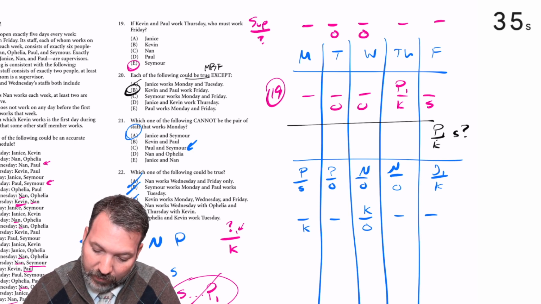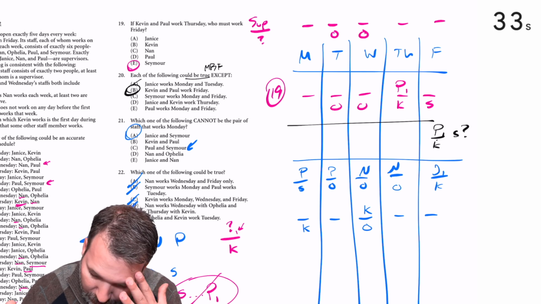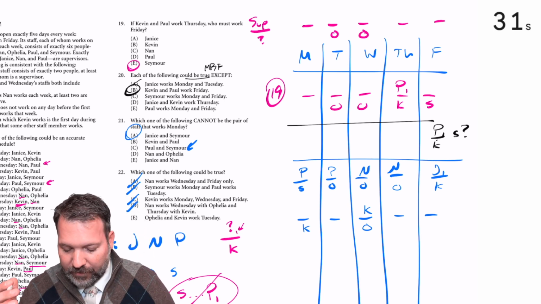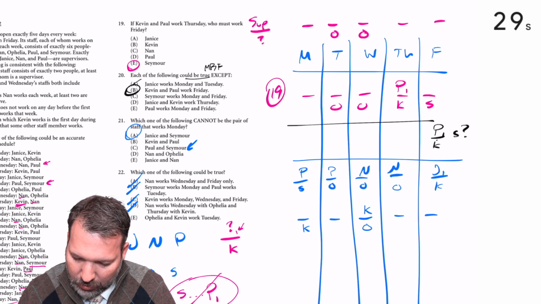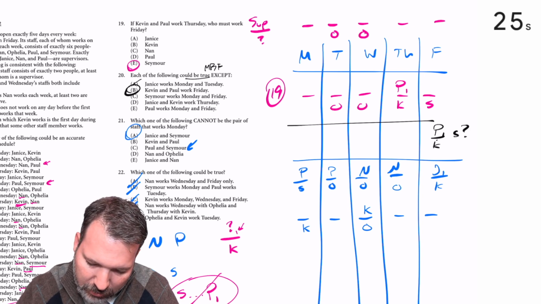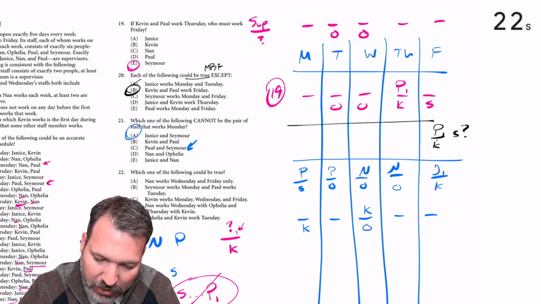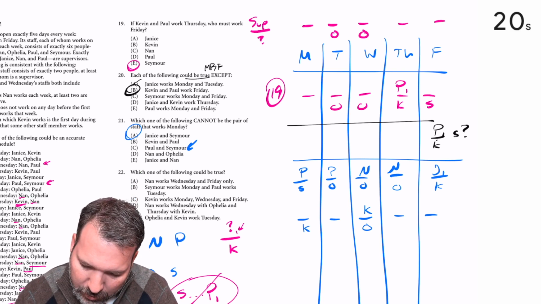Ophelia and Kevin work Tuesday. Oh no, something went wrong. If Ophelia and Kevin are on Tuesday, there's no supervisor that day. What did we miss? What did we not understand? 24 seconds. Nan works Wednesday and Friday only.